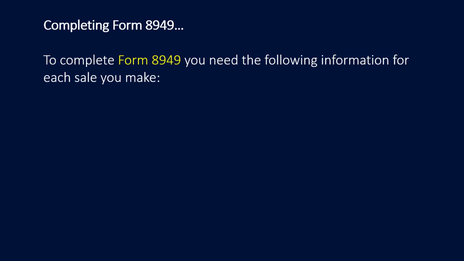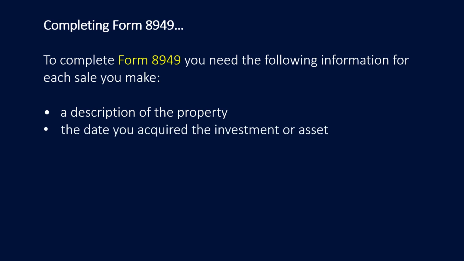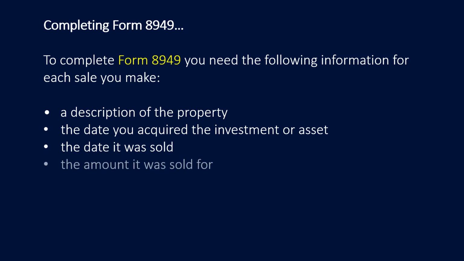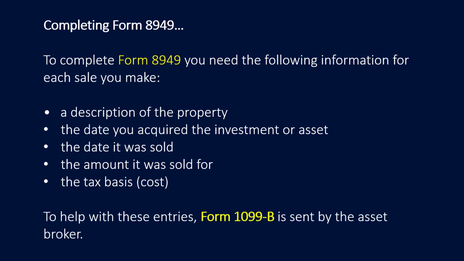To complete Form 8949, you'll need the following information for each sale, each transaction that you make: a description of the property, the date you acquired the investment or asset, the date it was sold, the amount it was sold for, the tax basis or the cost. And to help you with these entries, again, Form 1099-B is sent by the asset broker.